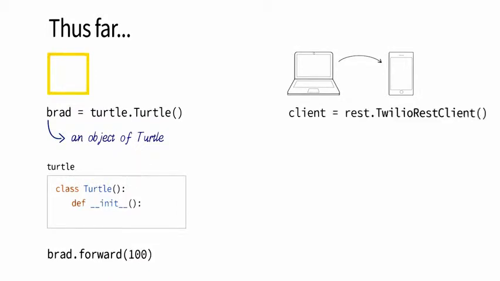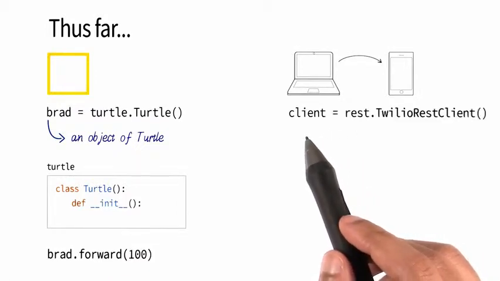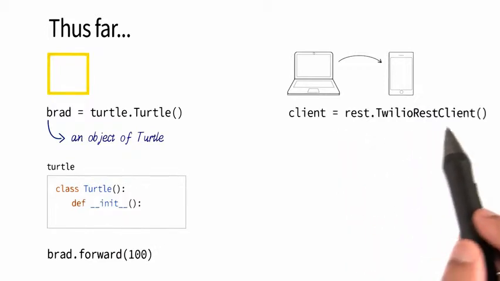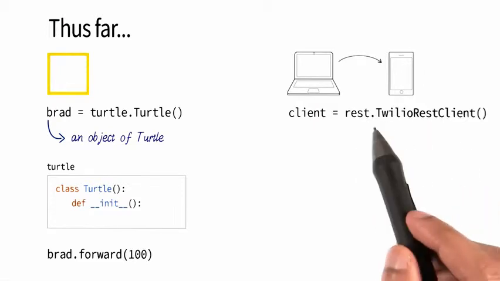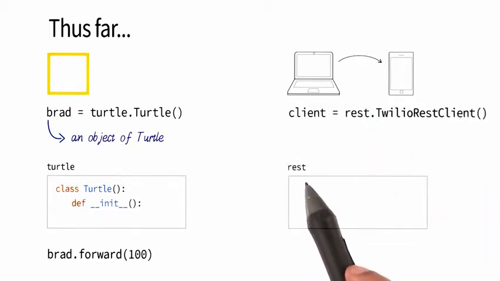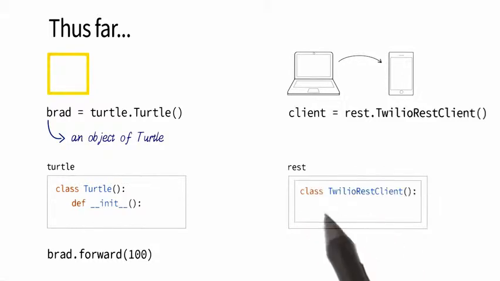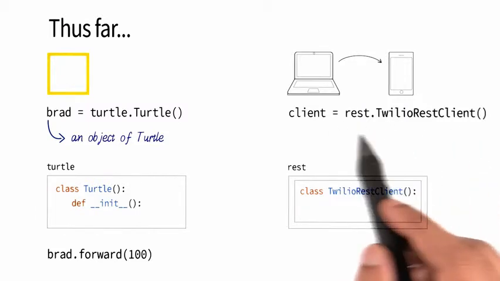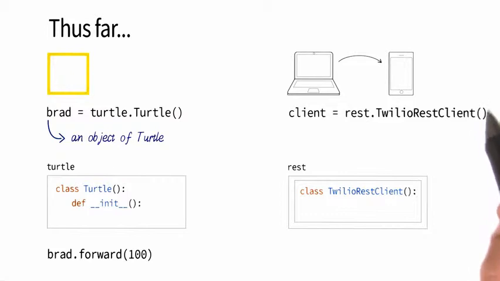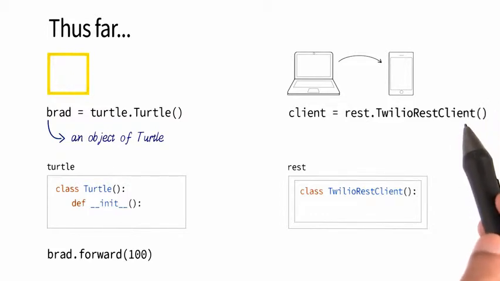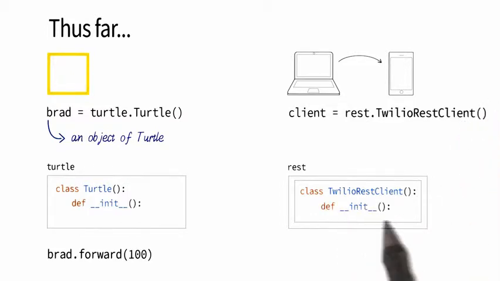Similarly, when we write a line of code that says client is equal to rest.twilio REST client, what we are really trying to say is that inside Twilio, there is a folder called rest. And inside that folder is a Python file which has a class called Twilio REST client. Now, when we call this line of code, the one where we access the class Twilio REST client with these open close brackets, what we are really doing is calling a function init defined inside that class Twilio REST client.